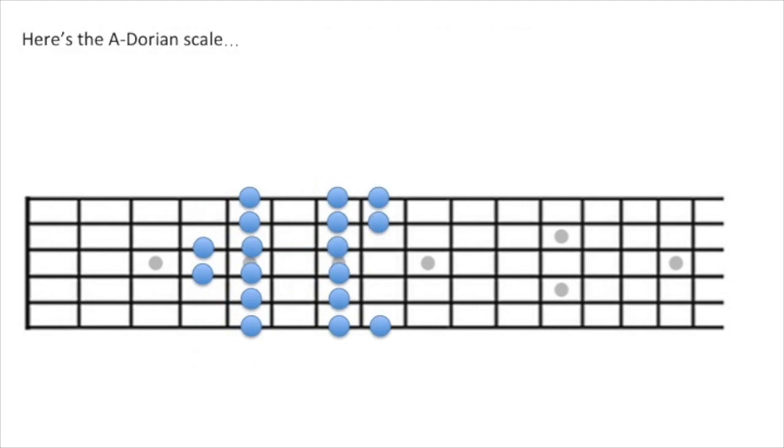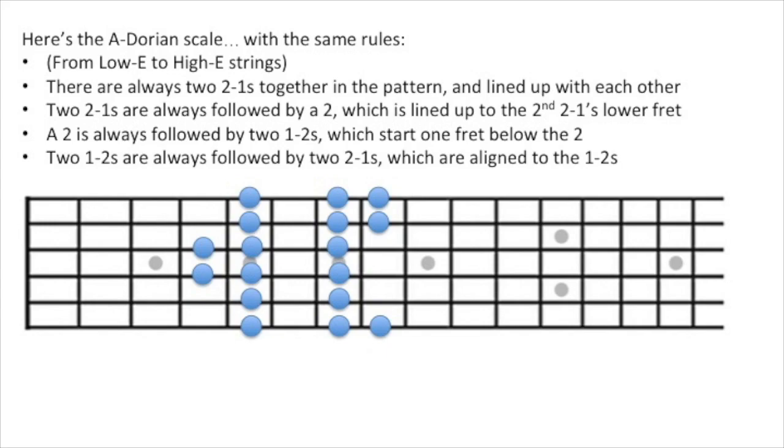Check. I'll show the A Dorian scale just as a final example. You don't need to know the Dorian scale. You can take my word for it. Here are the rules again. Let's see if it works. Yes, it's the same pattern, just rotated. Let's step back and review.